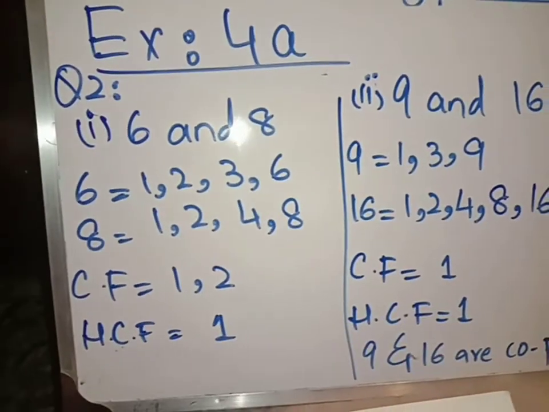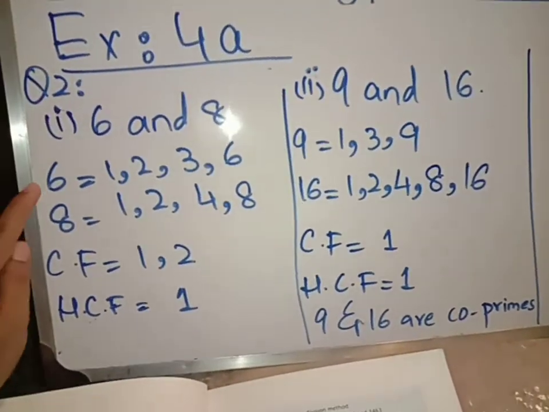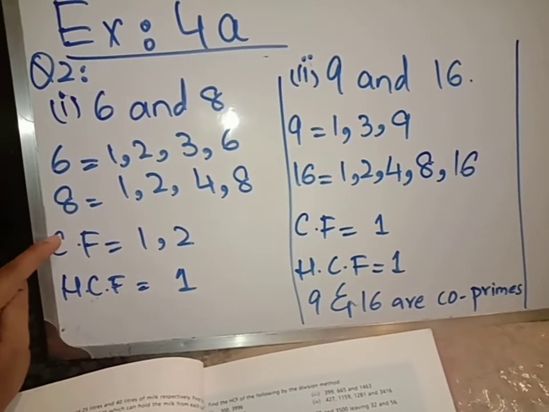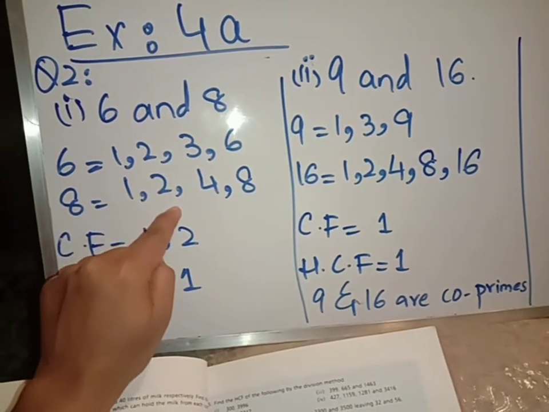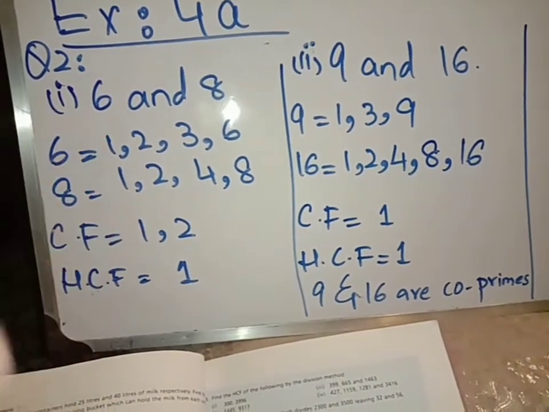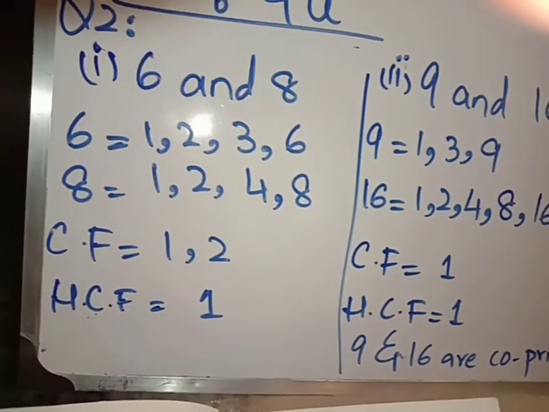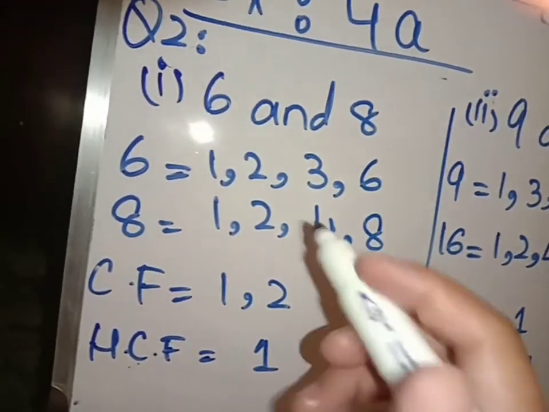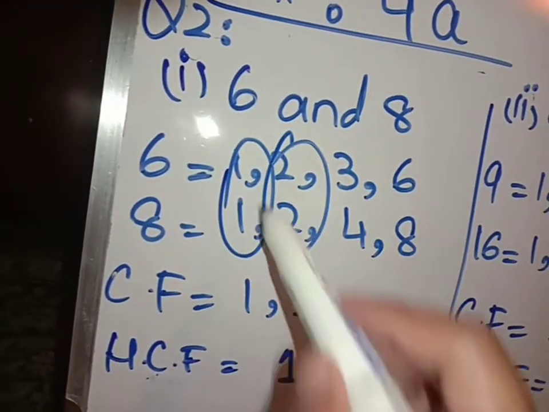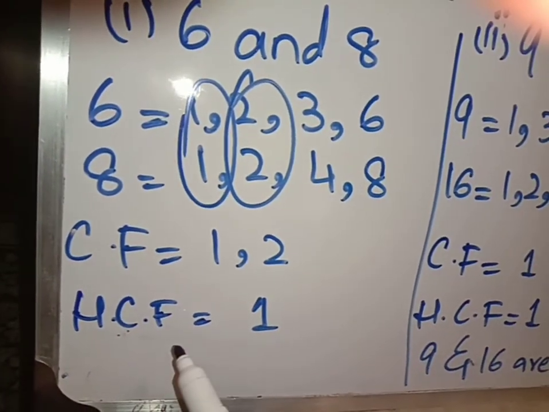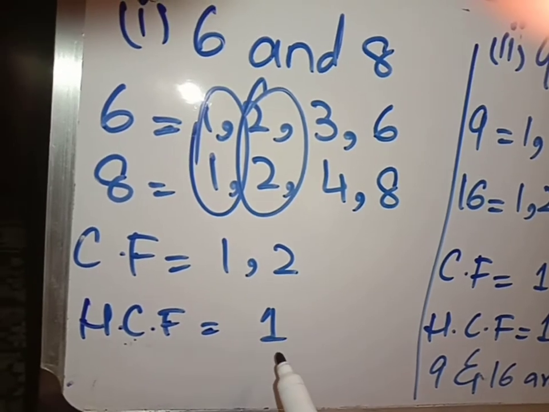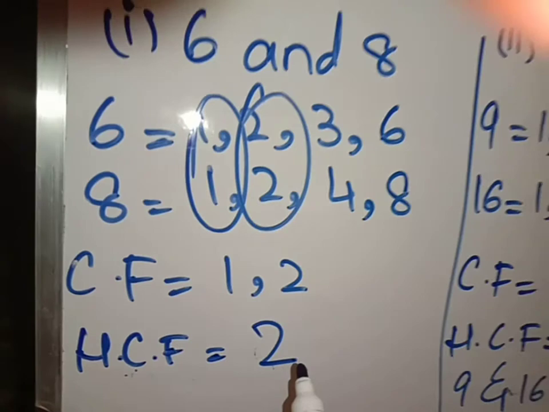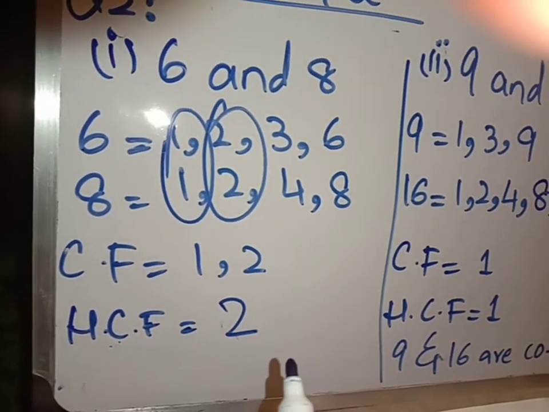Question number 1, 6 and 8. Factors of 6, factors of 8, prime factors of 6 and 8. Common factors are 1 and 2. Only two numbers are in common. Number 1 is 1 and number 2 is 2. The product of common numbers 1 and 2 is 2. Understand? The product of common numbers is 2. So 6 and 8 are not co-primes.